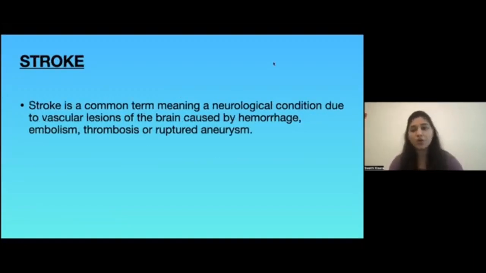So what is stroke? Stroke is a common term meaning a neurological condition due to vascular lesions of the brain caused by hemorrhage, embolism, thrombosis, or ruptured aneurysm.